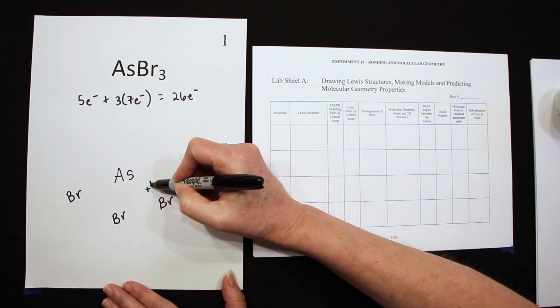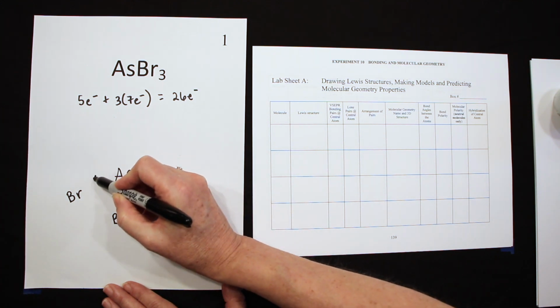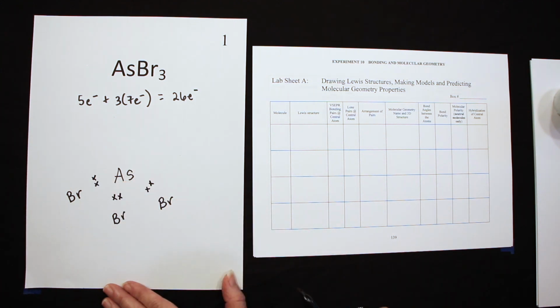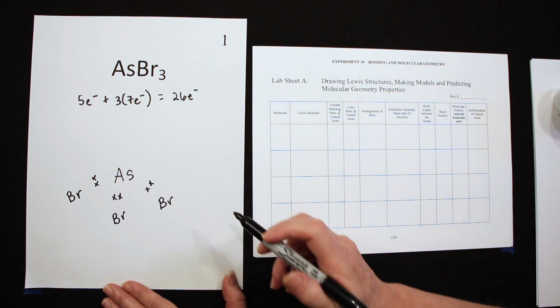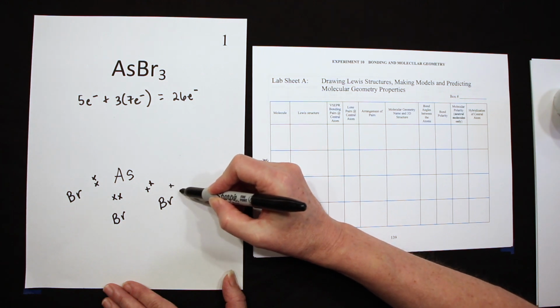First, you put 2 electrons in each bond with the central atom. You can use X's, dots, or a line. And then you will fill the octet of the outer atoms.